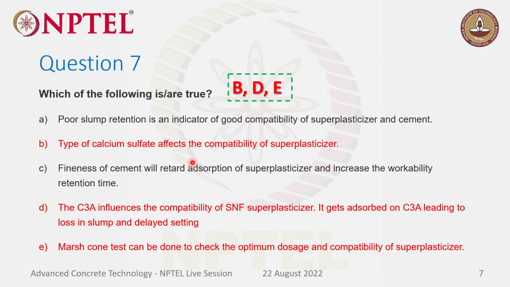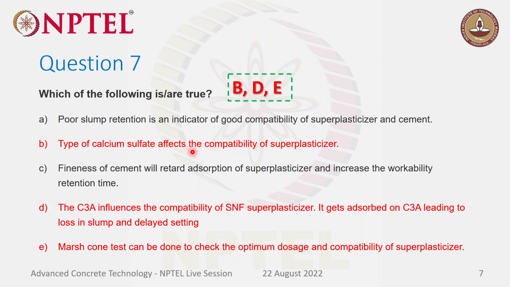Then coming to option B, the type of calcium sulfate affects the compatibility of superplasticizer. Yeah, that's true, because the type of calcium sulfate, whether it is dihydrate or hemihydrate or anhydrate, will affect the compatibility of the superplasticizer. And then moving to option C, fineness of cement will retard adsorption of SP and increase the workability retention time. So if the cement is very fine, obviously it will not increase the workability. That is a very easy way to find that the statement is wrong.